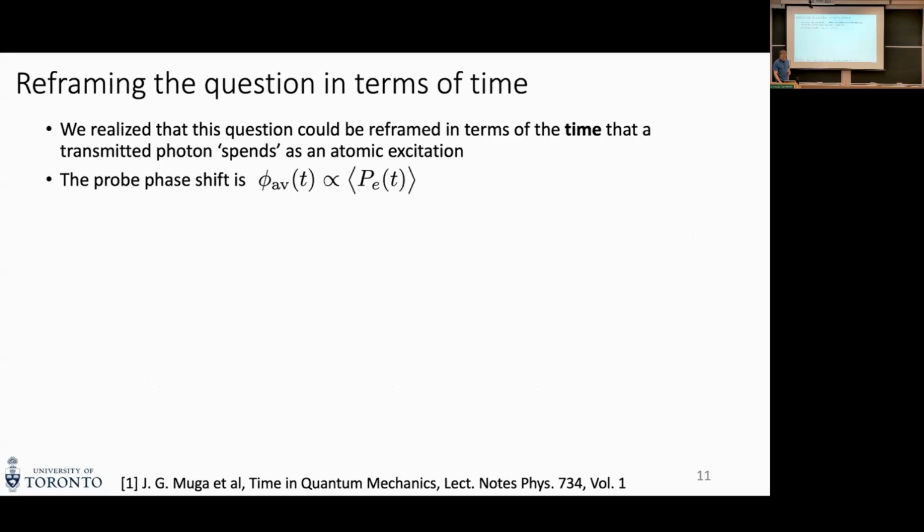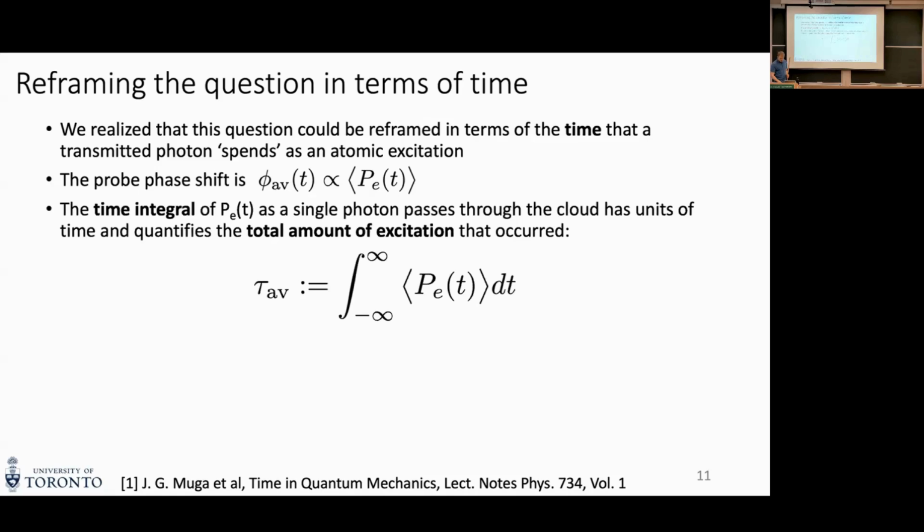Right, so shortly after coming up with this question, we realized that it can be reframed in terms of time. We're measuring a phase shift due to this excitation, and the phase shift that we get on the probe beam is proportional to the probability of having atoms excited in the medium. So we thought, if you measure that probability and integrate it in time, this will give you a measure of the total amount of excitation that occurred as the photon was passing through, and it has units of time. So it seems like a pretty reasonable definition of the time that the energy of this photon spent in the form of an excited atom, essentially.